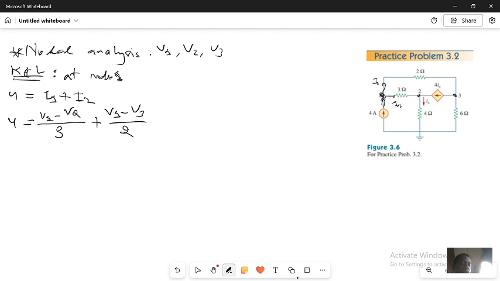Now if I multiply this by 6 here, I will get 4 multiplied by 6, which is 24, equal 6 divided by 3, which is 2V1, minus 2V2, plus 6 divided by 2, which is 3V1, minus 3V3. Now, why did I multiply by 6? Because I wanted to remove this denominator, this 3 and this 2. So I'll multiply 3 by 2, which is 6. I'll multiply both by 6.